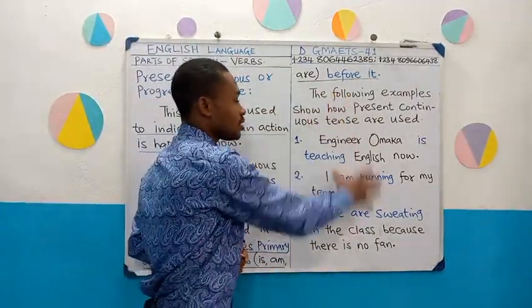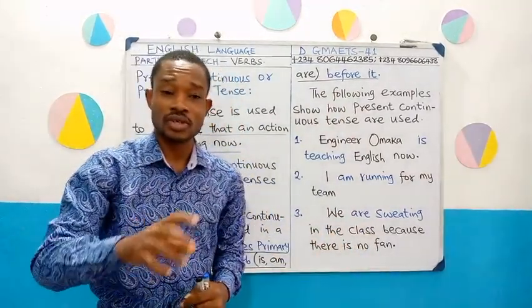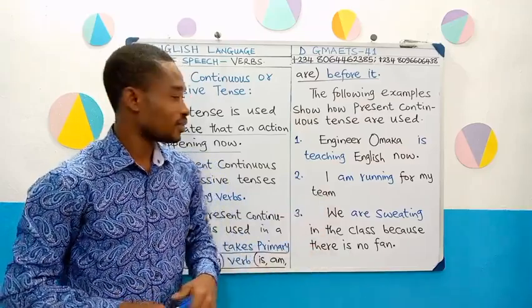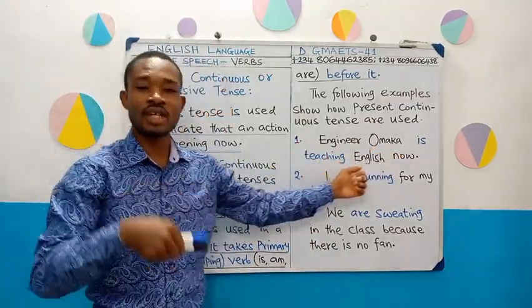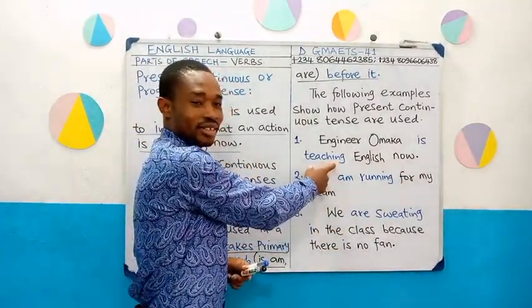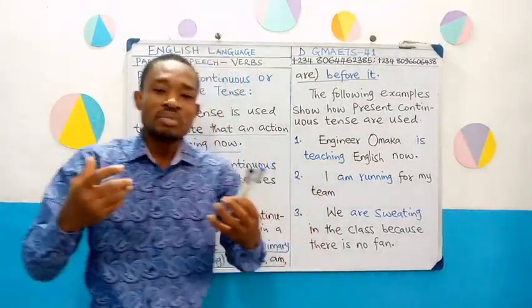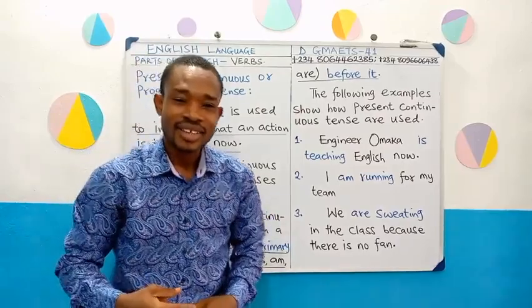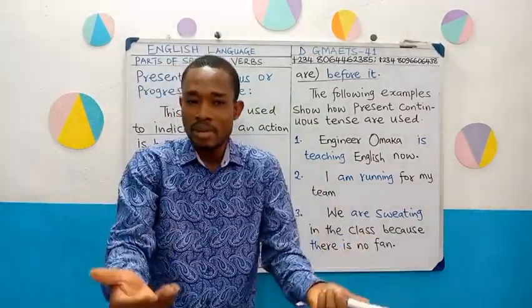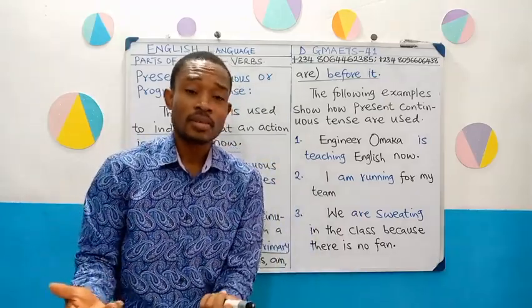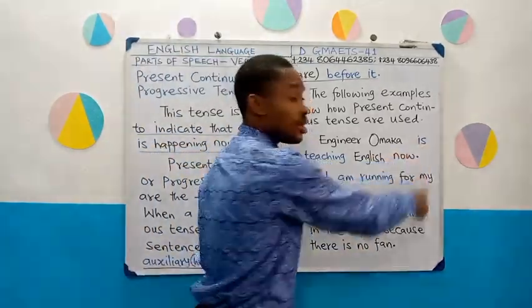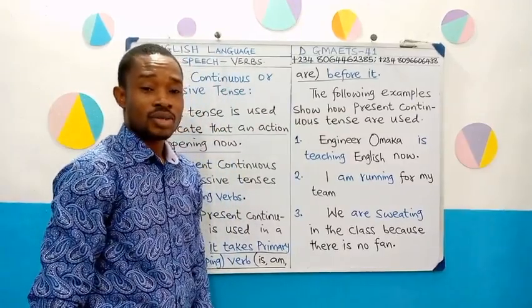Now let us look at these examples on how we can use present continuous tense in a given sentence. There are three examples I've written here on the board. Number one, Engineer Omaka is teaching English now. So the continuous tense there is teaching. But if I use teaching, does it just mean that it is present? The answer is no. That I use an ing verb does not really mean that this is present. If I want to make it present, it must take a primary auxiliary verb.